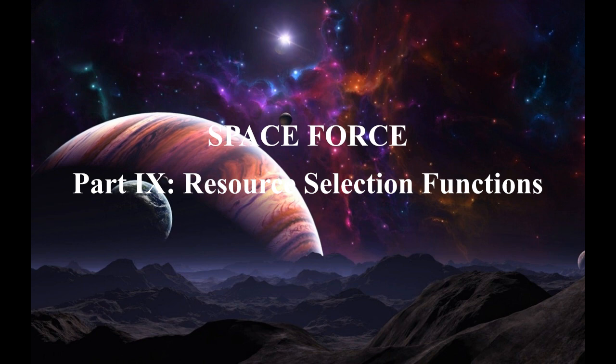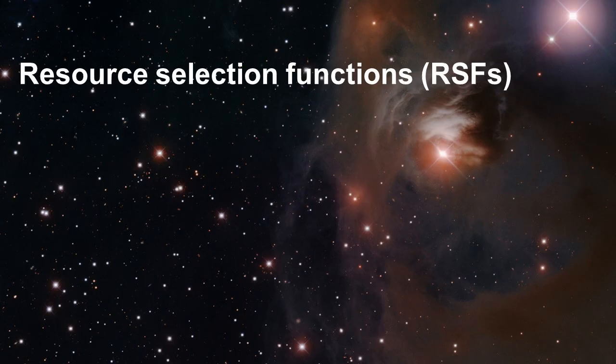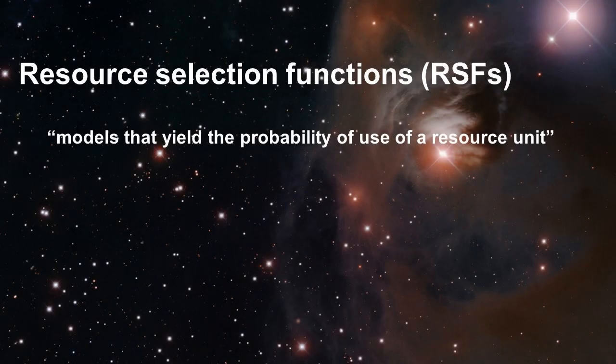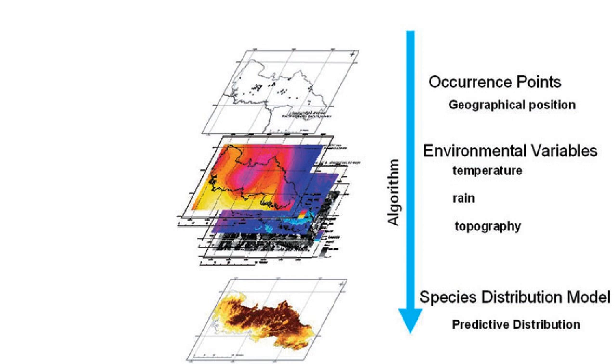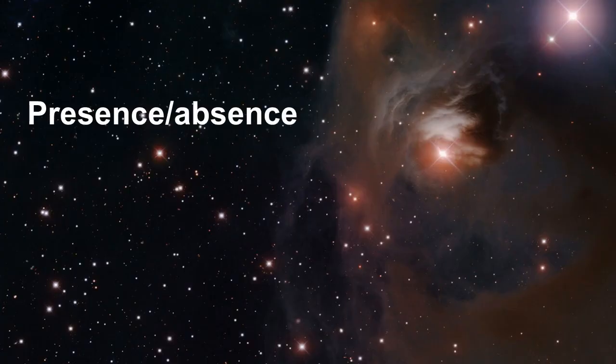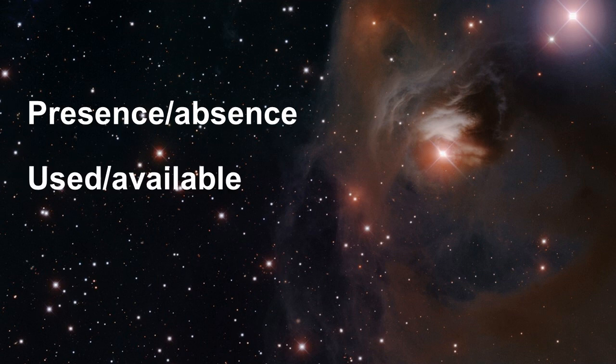Last time we continued our discussion of spatial scales and the importance of incorporating multiple biologically meaningful scales into study designs. This week we will be discussing resource selection functions. Resource selection functions, or RSFs, are models that yield the probability of use of a resource unit. Resource models are primarily used to predict the location of a species of interest using various habitat parameters as explanatory variables. RSF models can be constructed with presence or absence data or used and available data.